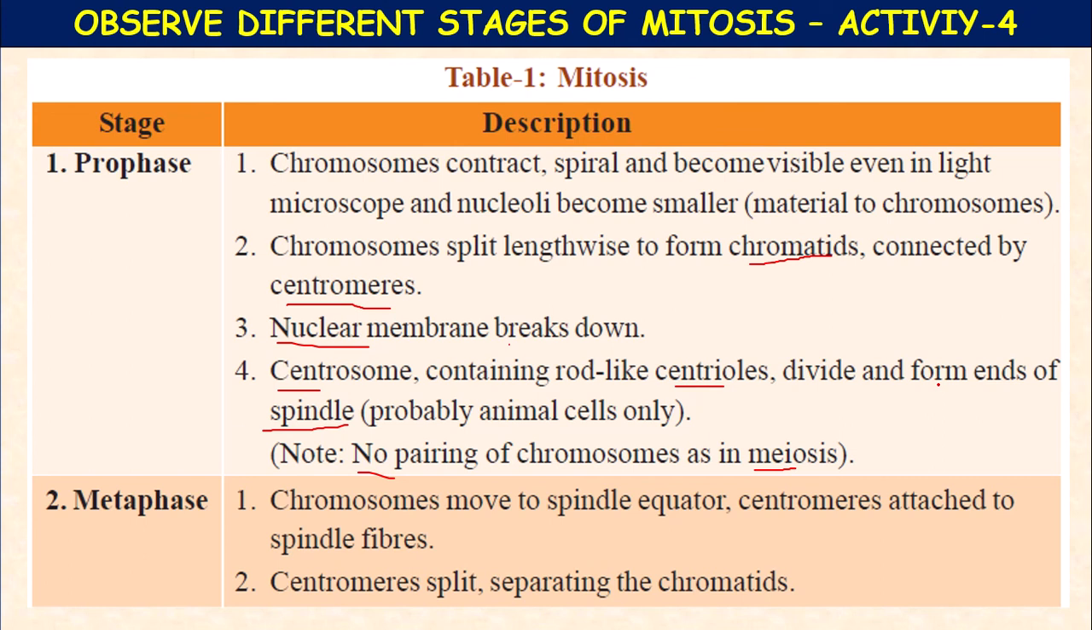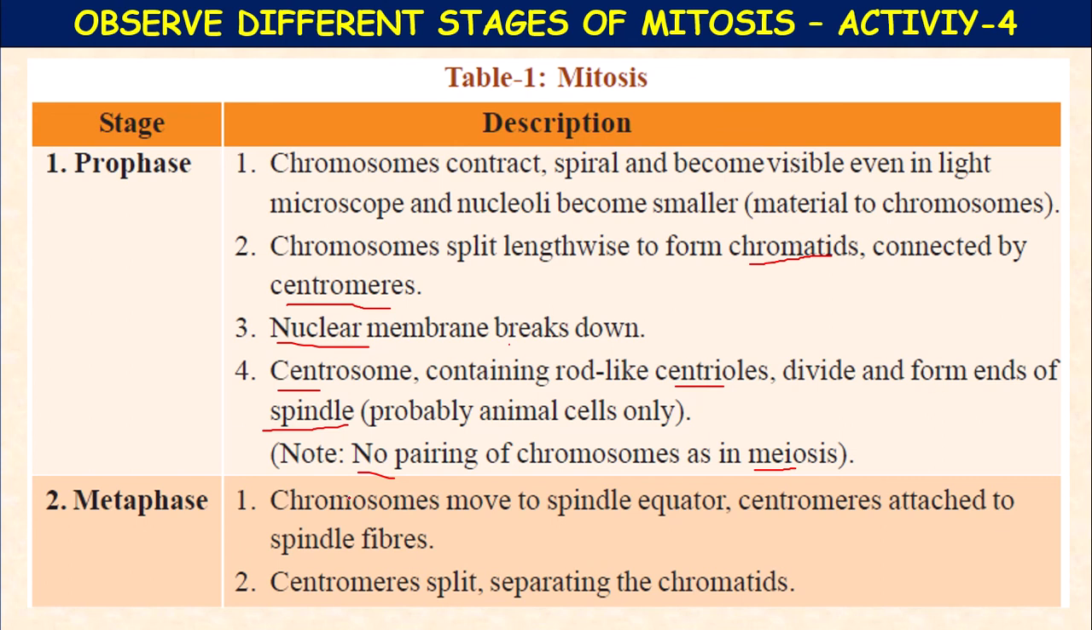What are the changes that occur in the prophase? The chromosomes contract, spiral, and become visible. You can see the chromosomes even under the light microscope. The chromosomes split lengthwise and daughter chromatids are formed. They are connected by the centromere. The nuclear membrane breaks and releases the centrioles. Centrioles reach the opposite poles of the nucleus and they start forming the spindle fibers.